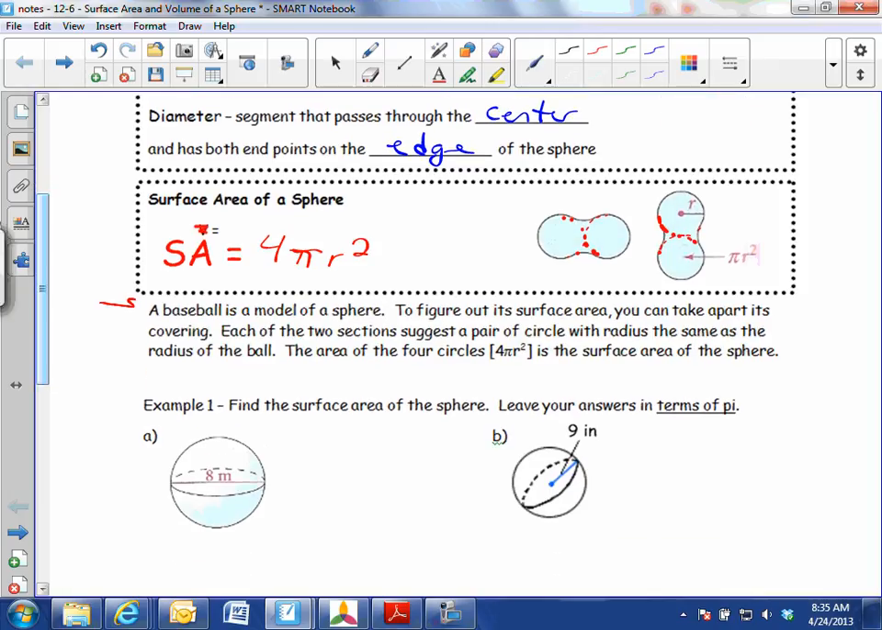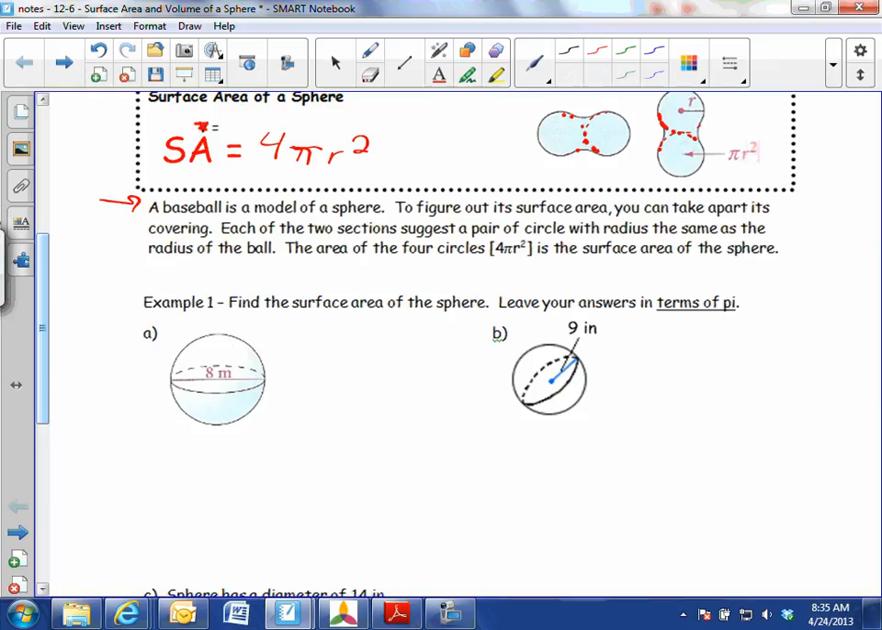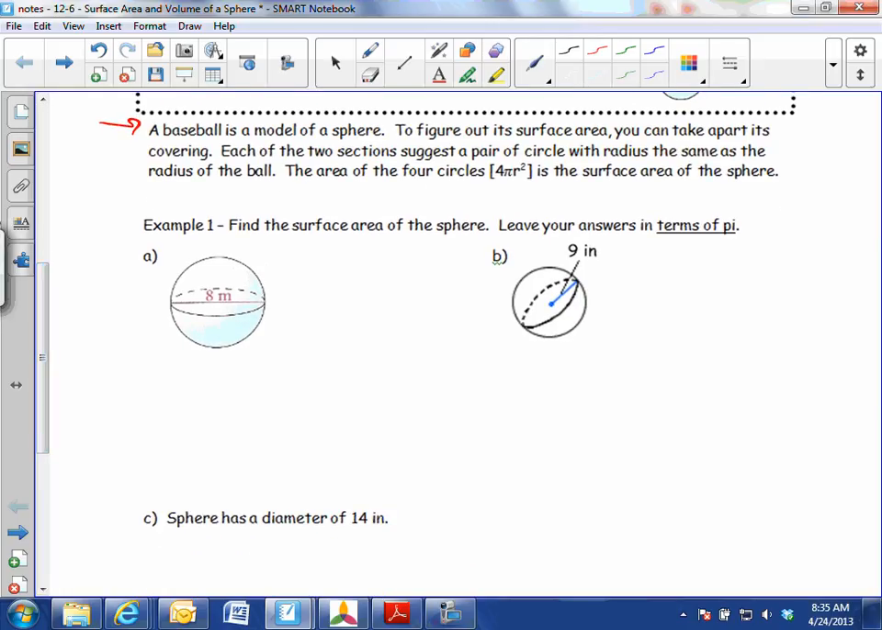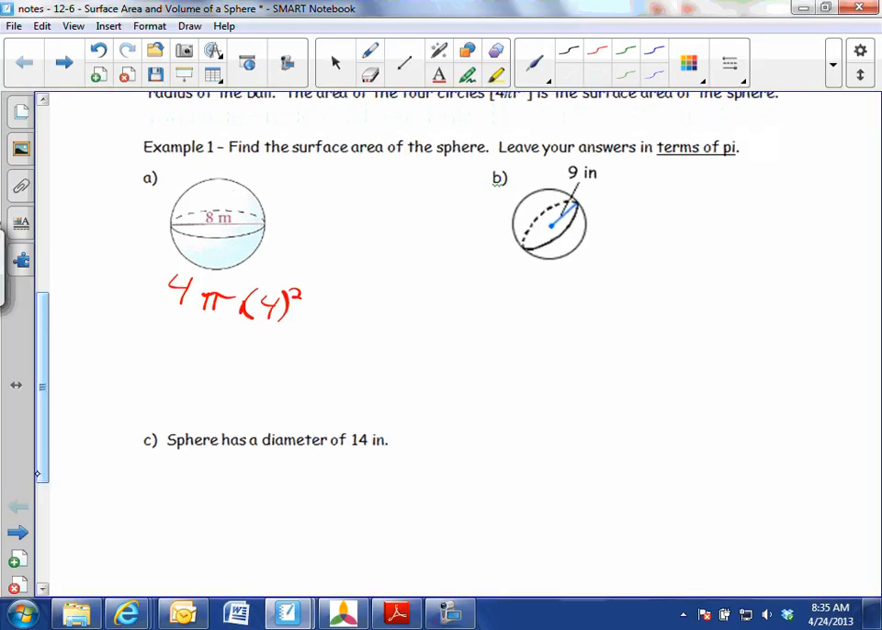Okay, so this is basically what I just said. Example 1 says, find the surface area of the sphere and leave your answers in terms of pi. Alright, so all we need to know to find surface area is the radius of the sphere. What's the radius of this? 4. So you're just going to go 4 times pi times 4 squared. So then of course that's 16. What's 16 times 4? 64. We'll just have 64 pi.